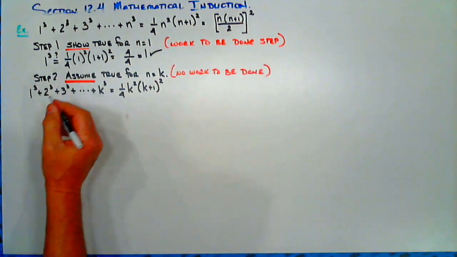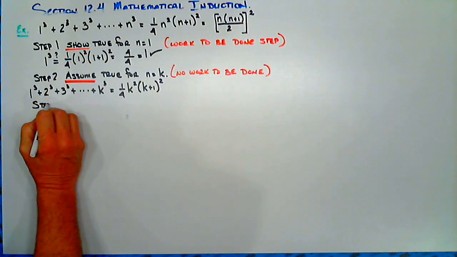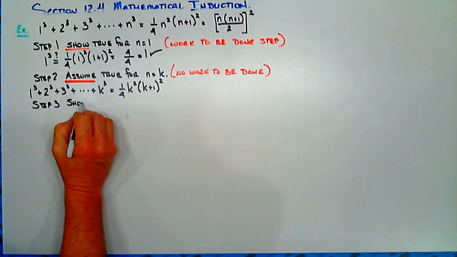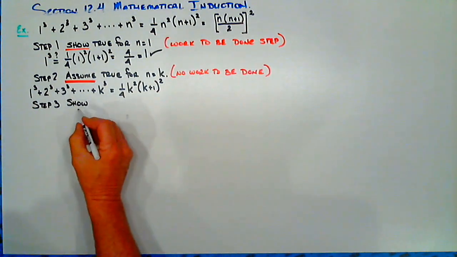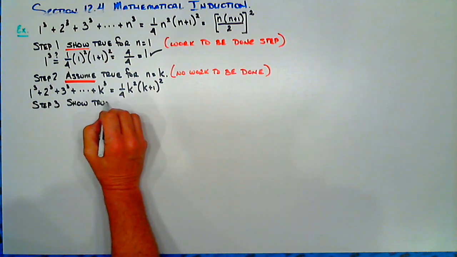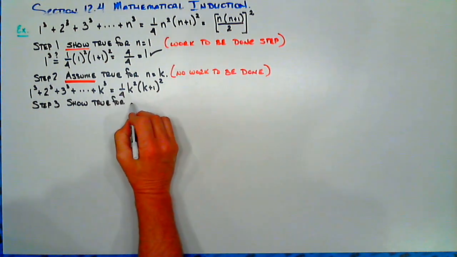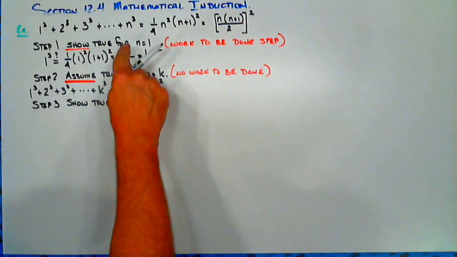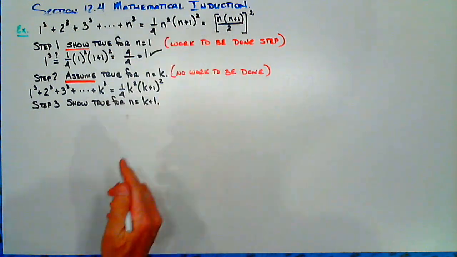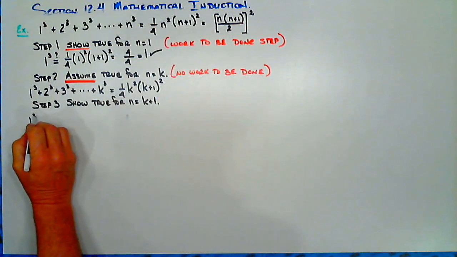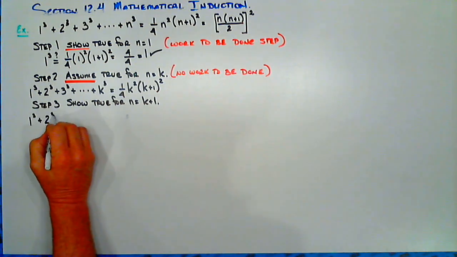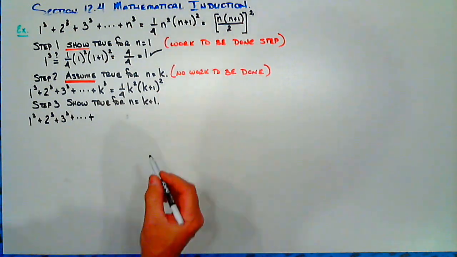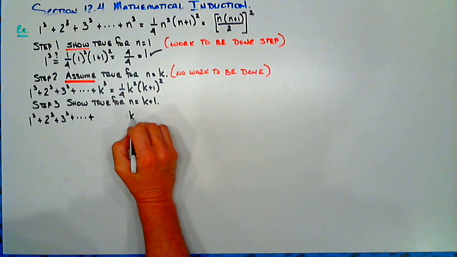Now we get to step 3. This is where, as I'm sure you've noticed in the previous 2 examples, all the work comes in, right? Step 3, we want to show, so it's a do step again. Work to be done. Show true for n equals k plus 1. So we're going to replace n with k plus 1. Now what is that going to look like? Well, we're still going to have 1 cubed at our beginning, and then 2 cubed, and then 3 cubed. And we're going to end with k plus 1 cubed, right?